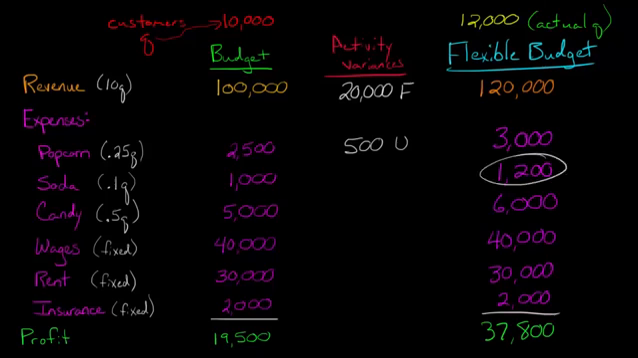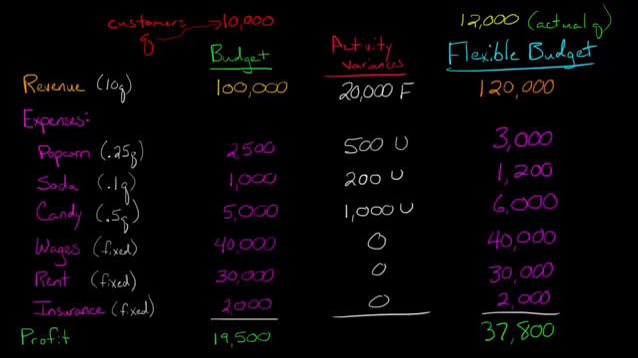Again, for the soda, 1,200 versus 1,000. We had 200 unfavorable because we had 200 more, and for the candy we had 1,000 unfavorable. And then we don't have any variances at all for the fixed costs because they're fixed, they don't change. Then we can sum up our overall variance, 18,300, and it's favorable.